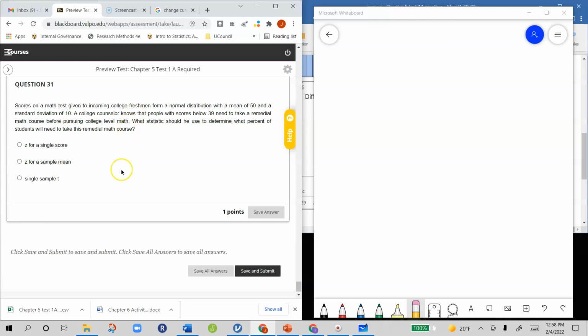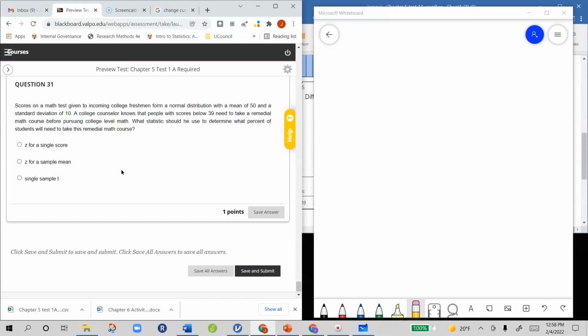Question 31 is our last one. Scores on a math test given to incoming college freshmen form a normal distribution with a mean of 50 and a standard deviation of 10. A college counselor knows that people who score below 39 need to take a remedial math course before pursuing college-level math. What statistic should he use to determine what percent of students will need to take this remedial math course?